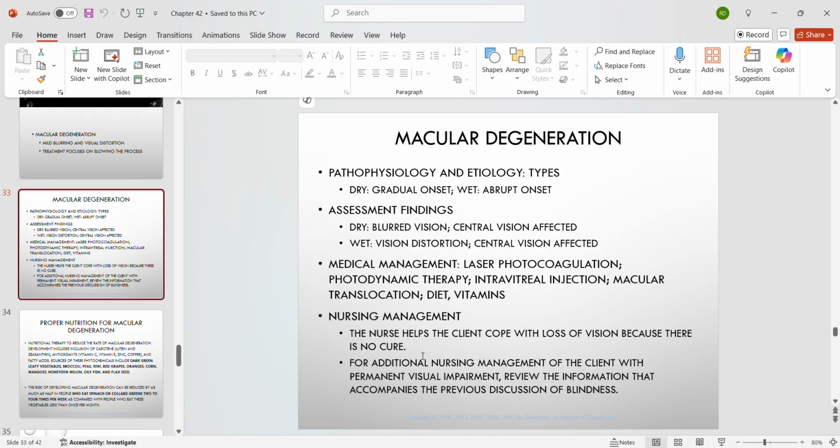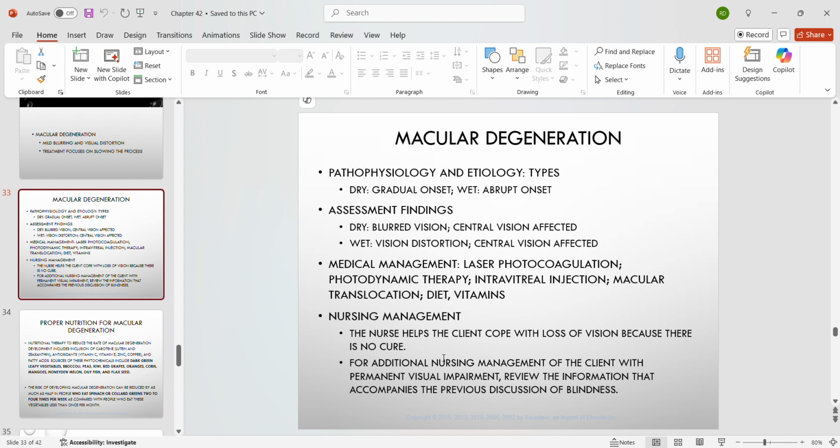But the later symptoms are blurred or distorted central vision, straight lines appearing wavy or crooked, dark or empty spaces in the center of the vision, and difficulty reading, watching TV, or even recognizing faces. The risk factors are going to be age, especially over 50, family history, and smoking. If they're obese, this can increase the risk. It's more common in white individuals, and individuals with heart or blood vessel problems may be at higher risk as well.